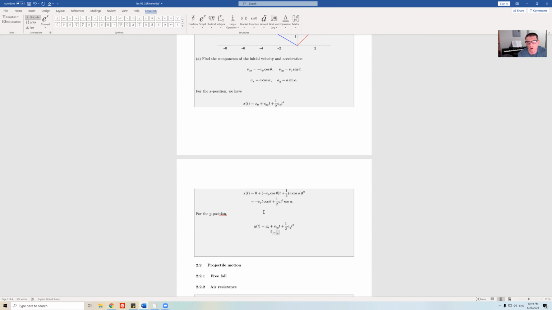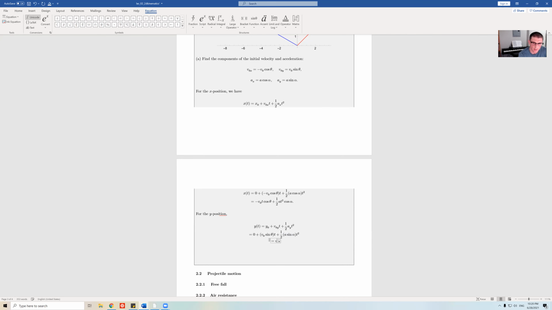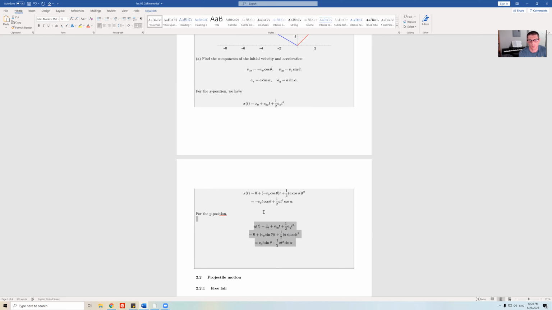So again, we said it starts at the origin, so y naught is 0. We have that v initial y is just given by v naught sine theta. And then we just plug in what the acceleration is in the y direction, and that's going to be a sine alpha t squared. And then I'll clean this one up as well. This is going to look like v naught t sine theta plus 1/2 a t squared sine alpha. And that's it, right?